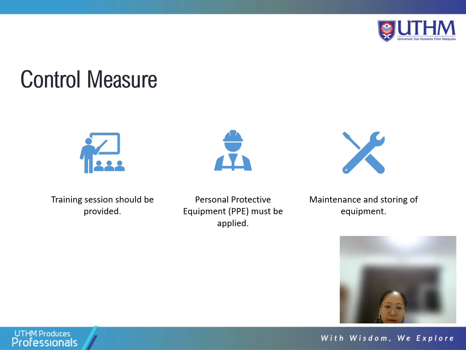Several control measures are introduced when safety and health hazards are identified, used to reduce the level of risk and severity of critical hazards, such as machinery guarding, training sessions provided, and PPE that must be worn by workers to avoid or reduce the impact of accidents. Last but not least, maintenance of equipment should be regularly checked and stored properly.